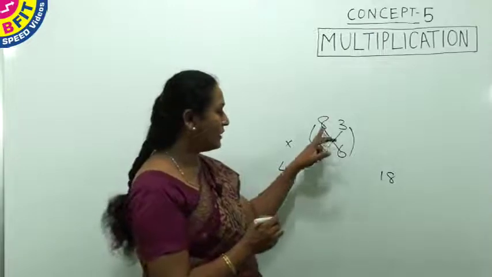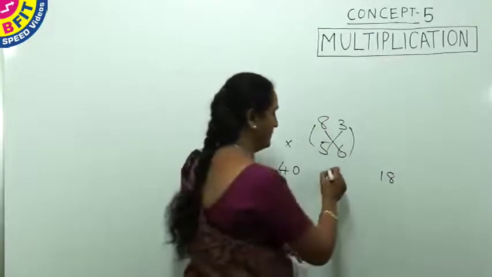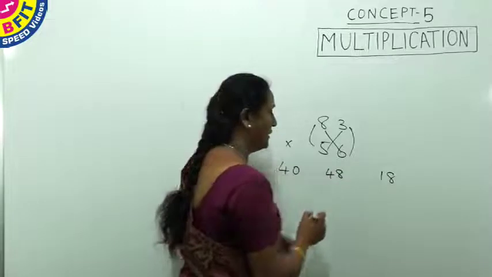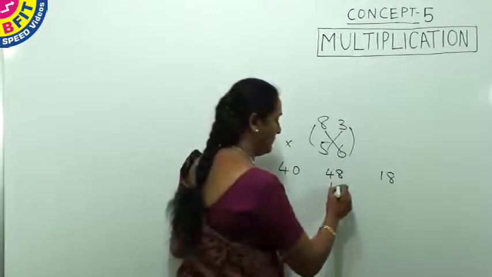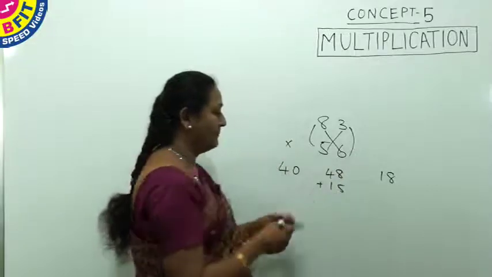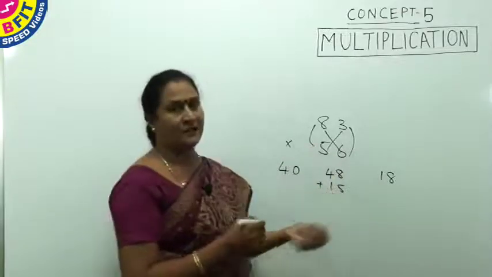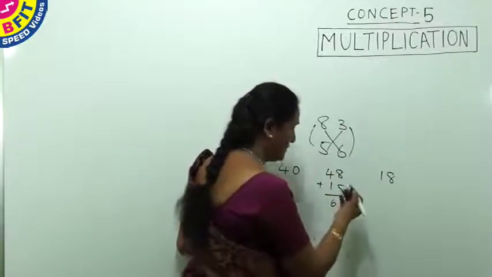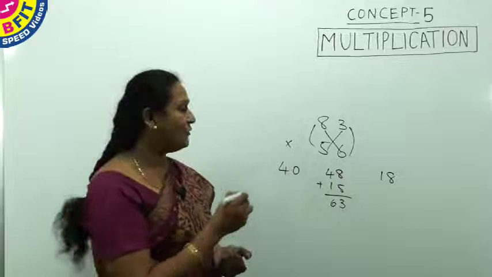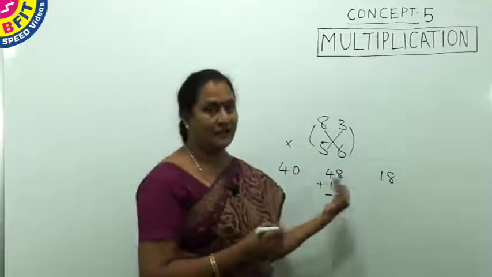So what is the product of 8 and 6? 48. And the product of 5 and 3 is 15. And this product sum is written in the middle. So adding this, it is 63. And now to find the product, we collect the answer.